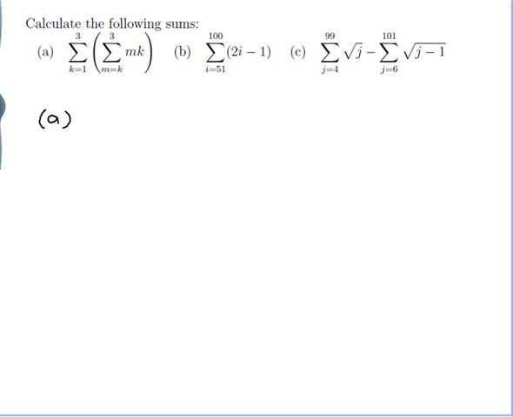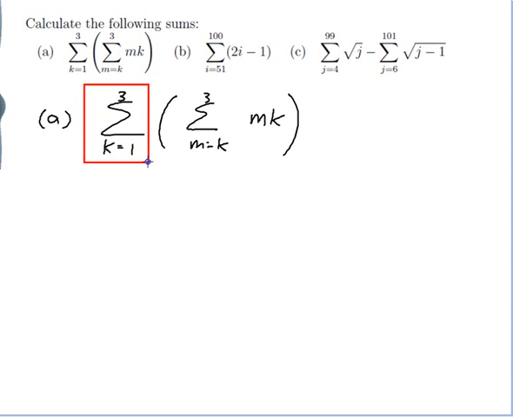A, the sum from k equals 1 to 3 of the sum from m equals k to 3 of mk. Alright, well that looks really complicated, but let's understand it by writing down what it means. This first sum here means to put all the possible values of k into this formula here and then add up the answers.